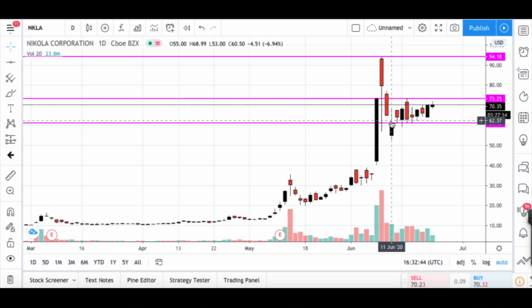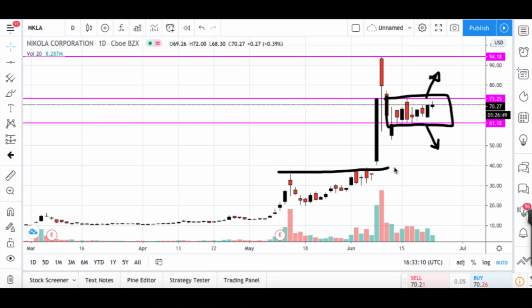You can see the market actually pulled up to $94, came down, and now it's in this box. We are in this box here. So we are waiting for the market either to break out to the upside, which will correspond with the trend, or downside to test this area right here.